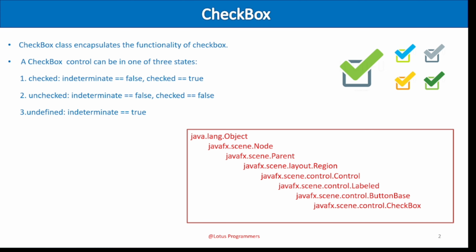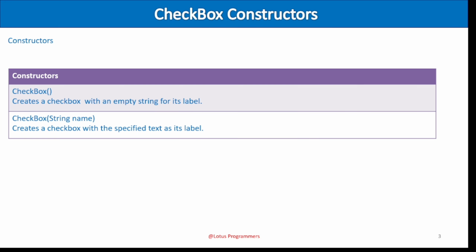When a checkbox is selected, the checked property is assigned to true. When a checkbox is unchecked, the checked property is false. When a checkbox is in the undefined state, the indeterminate property value is assigned to true. For checked and unchecked, the indeterminate property value is assigned to false. The CheckBox class is defined in the javafx.scene.control package. The parent class for the CheckBox class is the ButtonBase class.